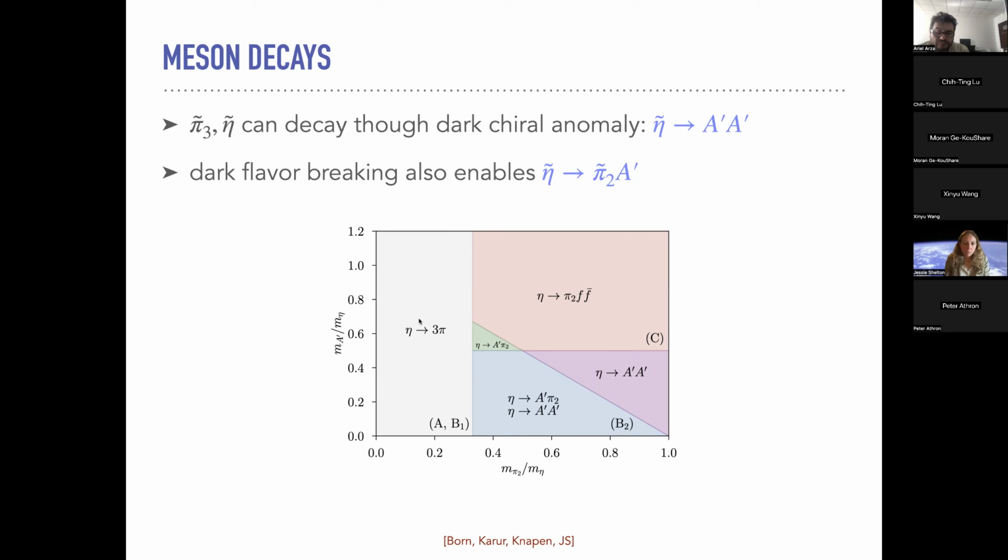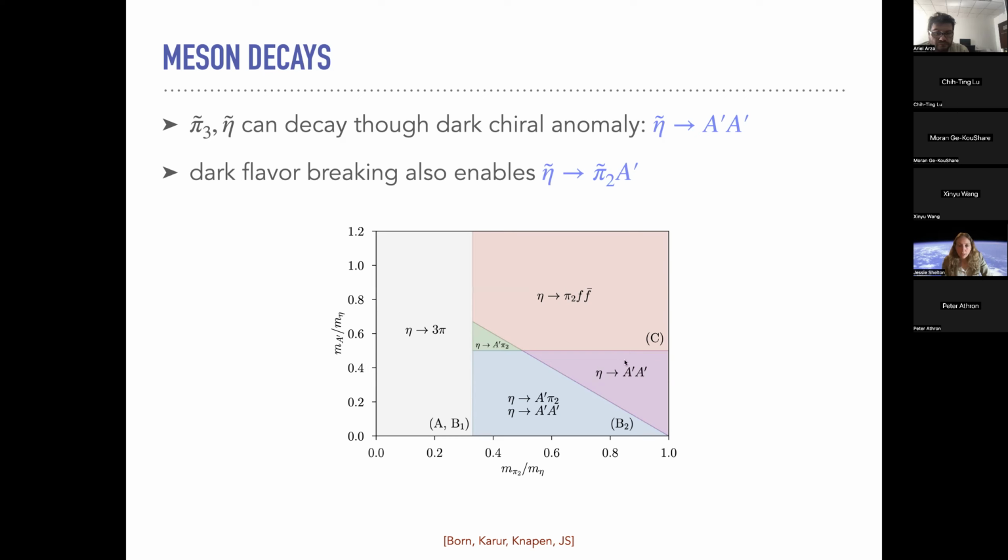So if the eta is heavy enough compared to the pions that it can decay kinematically to 3 pi, that's mediated by the dark sector strong interactions. We assume that happens as long as it's kinematically open. But then if the dark pions are heavy enough that that is closed, you have a range of other possibilities.